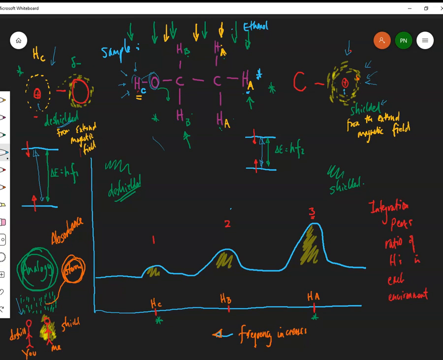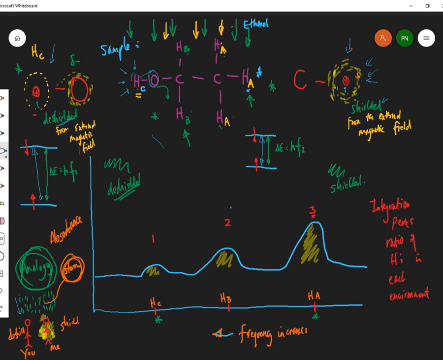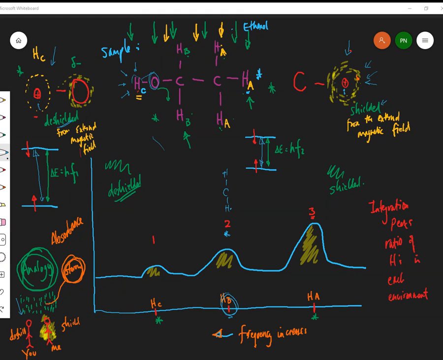Now, if you know the frequency they absorb at, let's have a look at this one, this CH2. You know this frequency. You go to the data booklet, you look it up, and you'll see that if it's at this frequency, it's CH2. So don't worry too much about that. So that's that for now. Okay, let's go back to the questions.